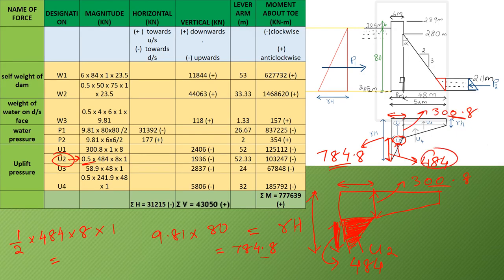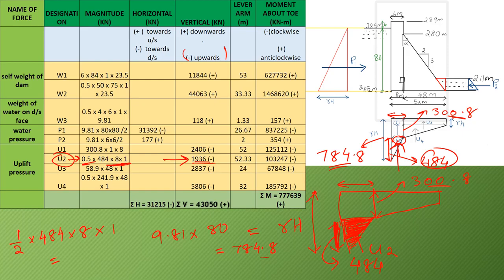So 0.5 into 484 multiplied by 8, the width of that triangle, multiplied by unit length, you will get the value as 1936, and it is also in the upward direction, so it is upward negative, so 1936, and it is negative.